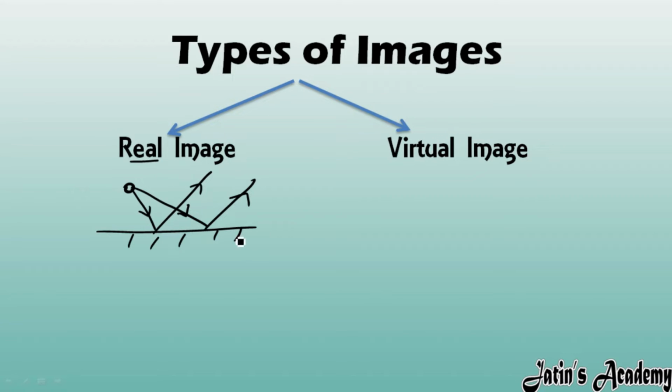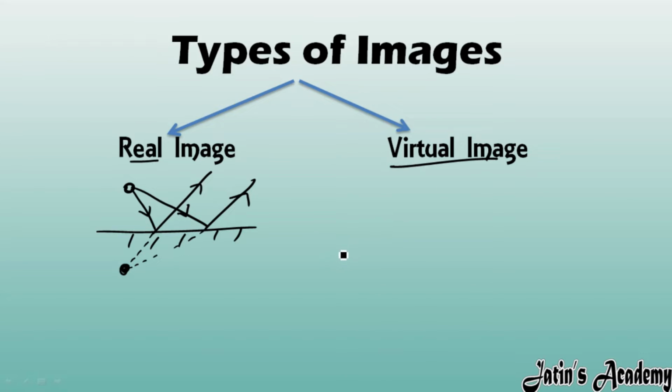But in the case of a plane mirror, they are not going to meet at one point, because these divergent light rays will never meet in the real world. So here they appear to meet behind the mirror. Whenever the reflected light rays appear to meet at one point, the image formed behind the mirror is known as a virtual image. This is the difference between real and virtual image.